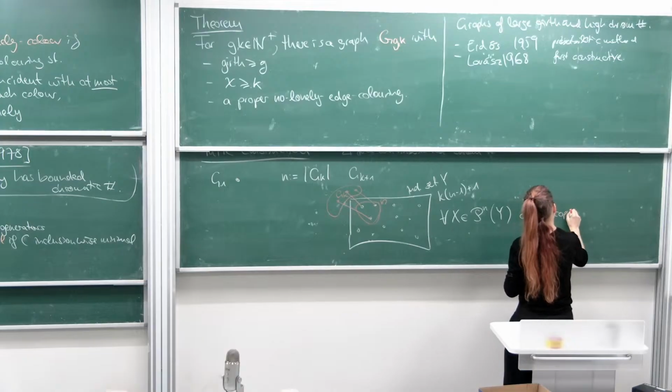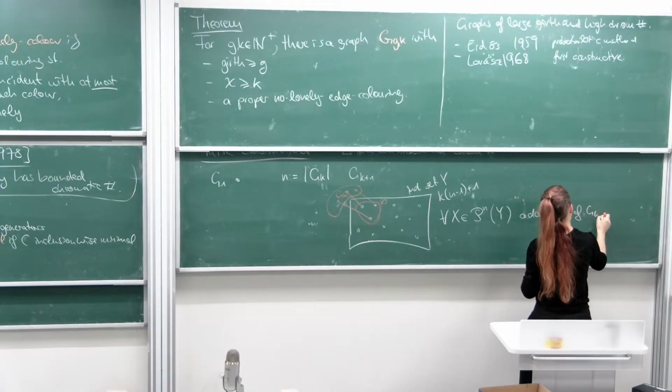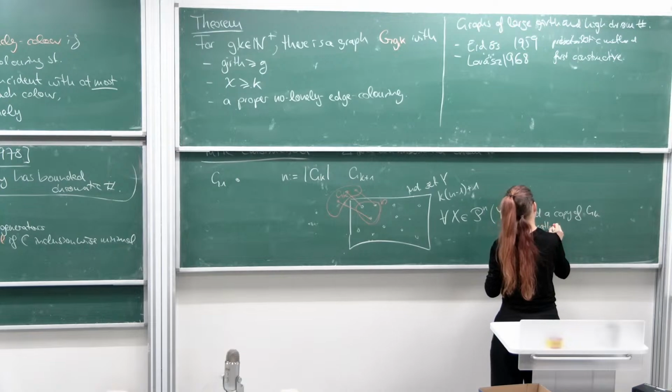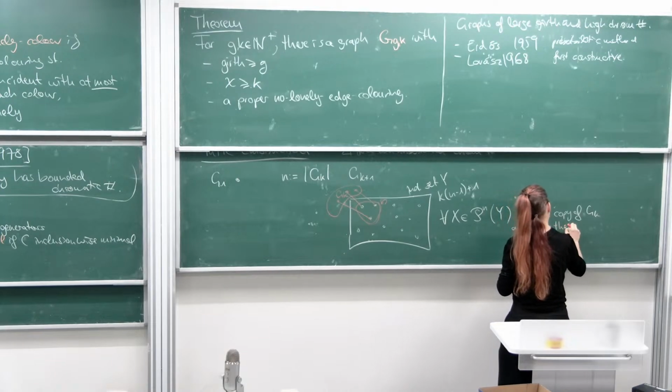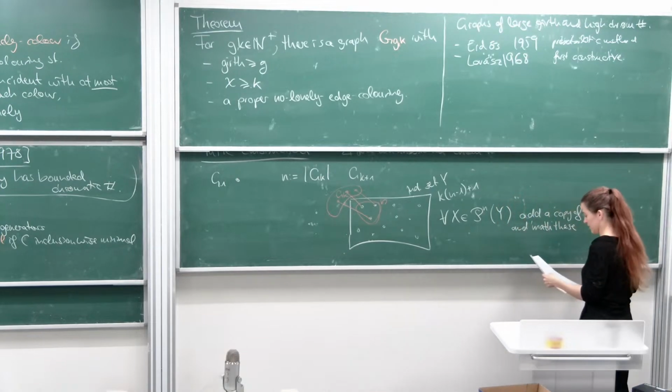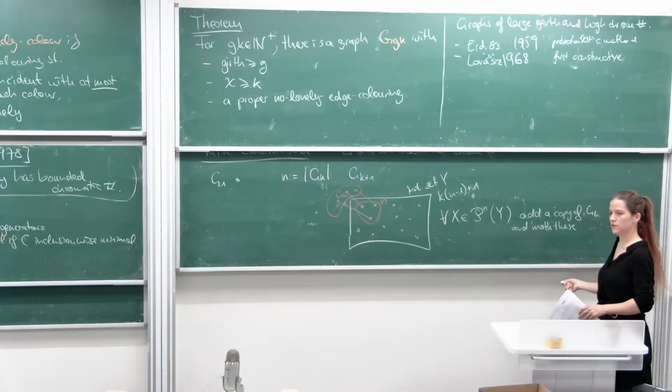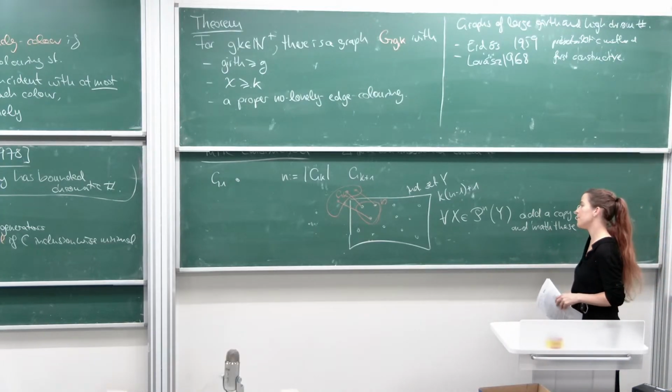a copy of Gk and match these. So it's an arbitrary bijection for the matching? Arbitrary, yes. I don't really care, just any way.